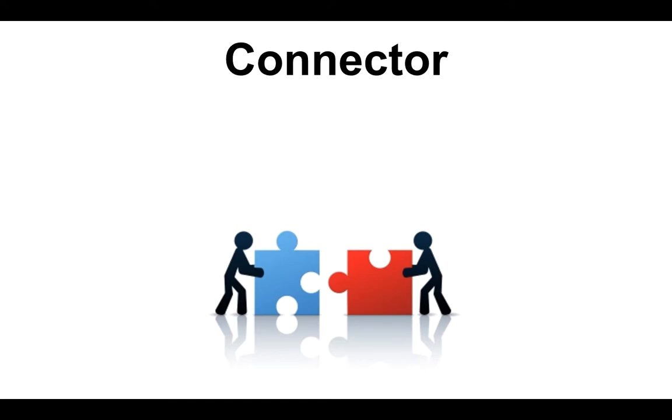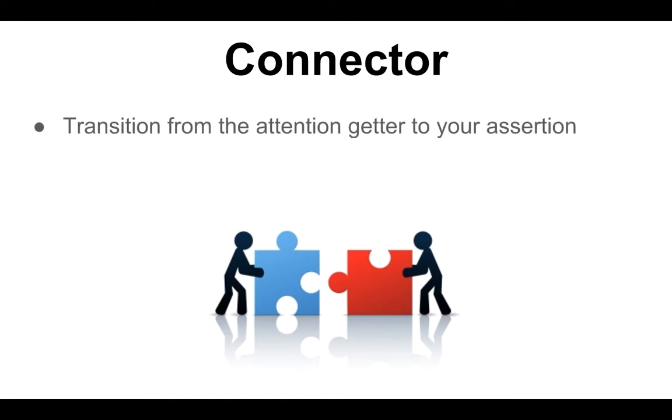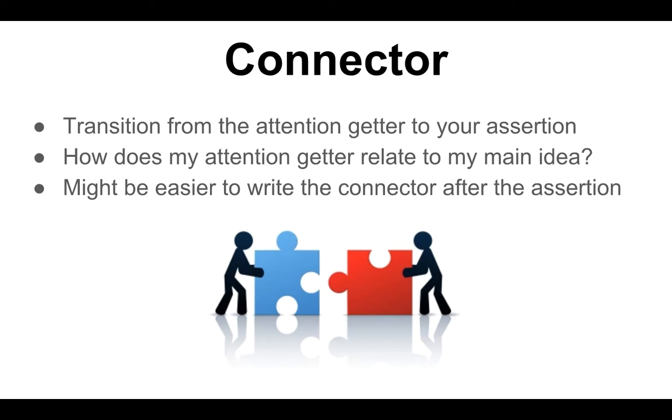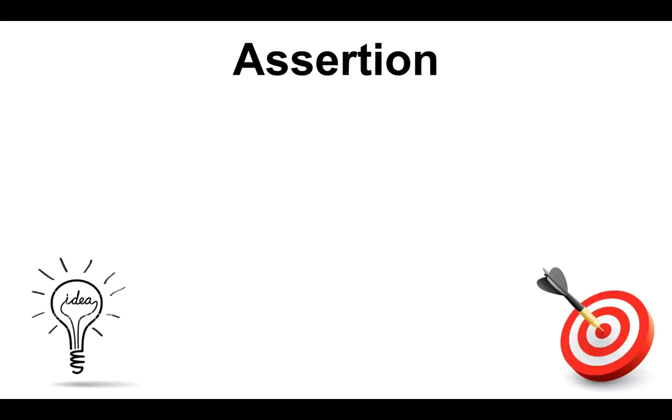The next sentence is that connector. The whole point of the connector is to transition from the attention getter to your assertion. It's one sentence that answers, how does my attention getter relate to my main idea? And it might be easier to write your connector after you write the assertion, because if you have your attention getter and your assertion, you can figure out that sentence that goes in between them that makes that connection between both ideas.